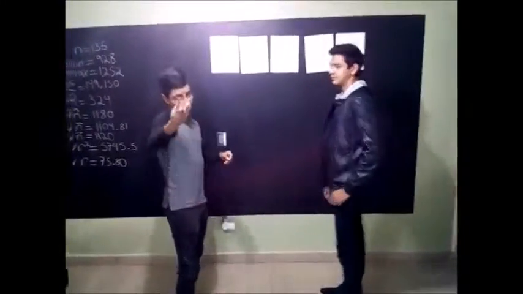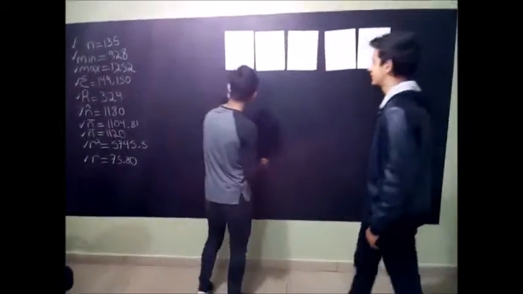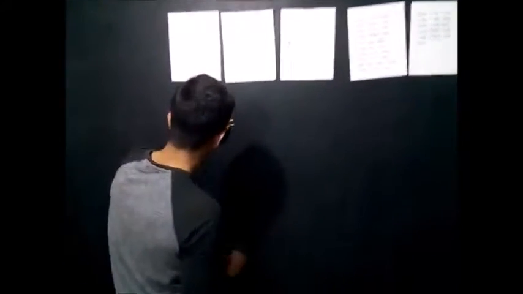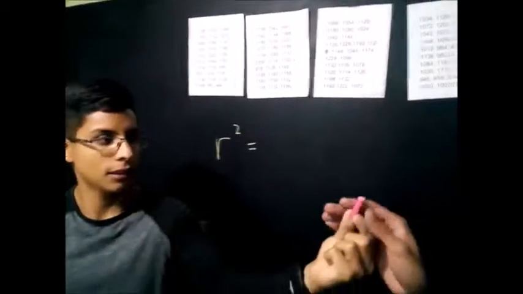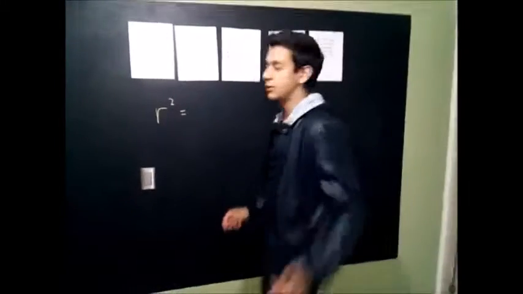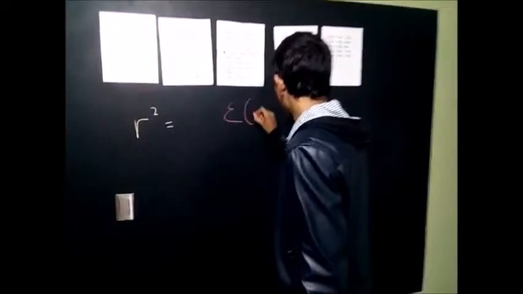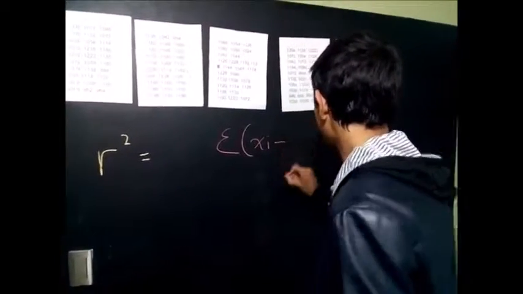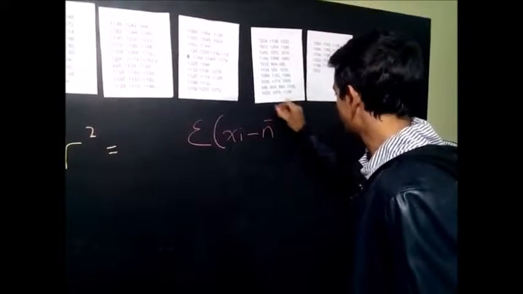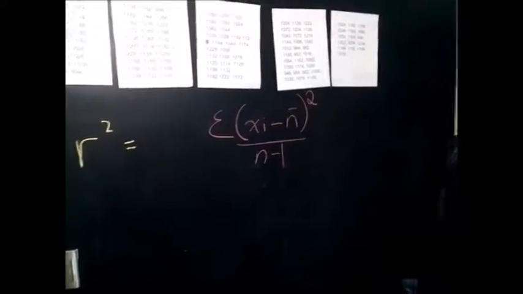And now to finish, my last student. Please, my dear student, explain to me what's this? Well, this, the r squared, represents the variance. This variance is represented with a formula. The formula is the summatory of xi minus the mean, squared, over n minus 1. This formula will let us know what the variance is.